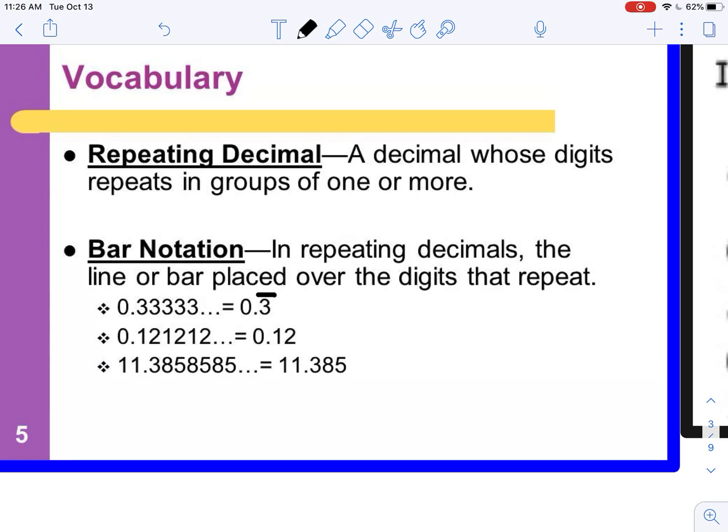For the next example, we have 0.121212, and those 1s and 2s are repeating. So in this case, we're going to put a bar over the 1 and the 2 because both of those digits repeat. And the last example, we have 11.3858585. It's the 8 and 5 that are repeating, not the 3, so the bar goes over just the 8 and the 5.